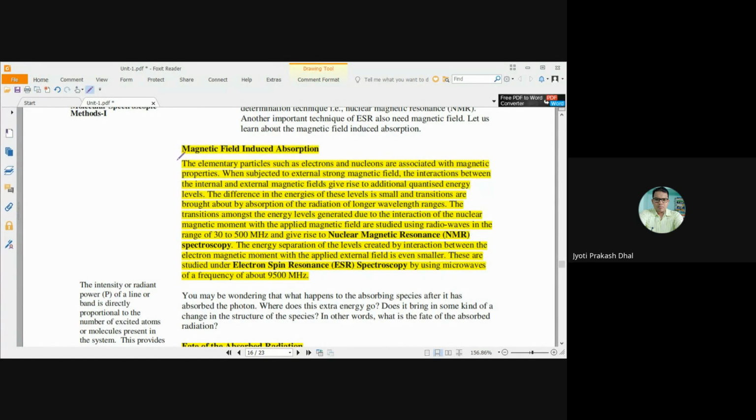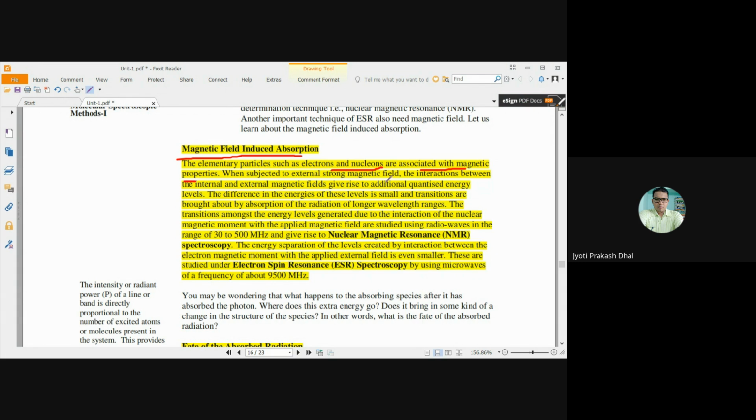That is due to magnetic field induced absorption. The elementary particles such as electrons and nucleons are associated with magnetic properties. We know that electrons and nucleons are associated with magnetic properties because they are charged particles circulating around their own axis. So due to that, magnetic fields arise.